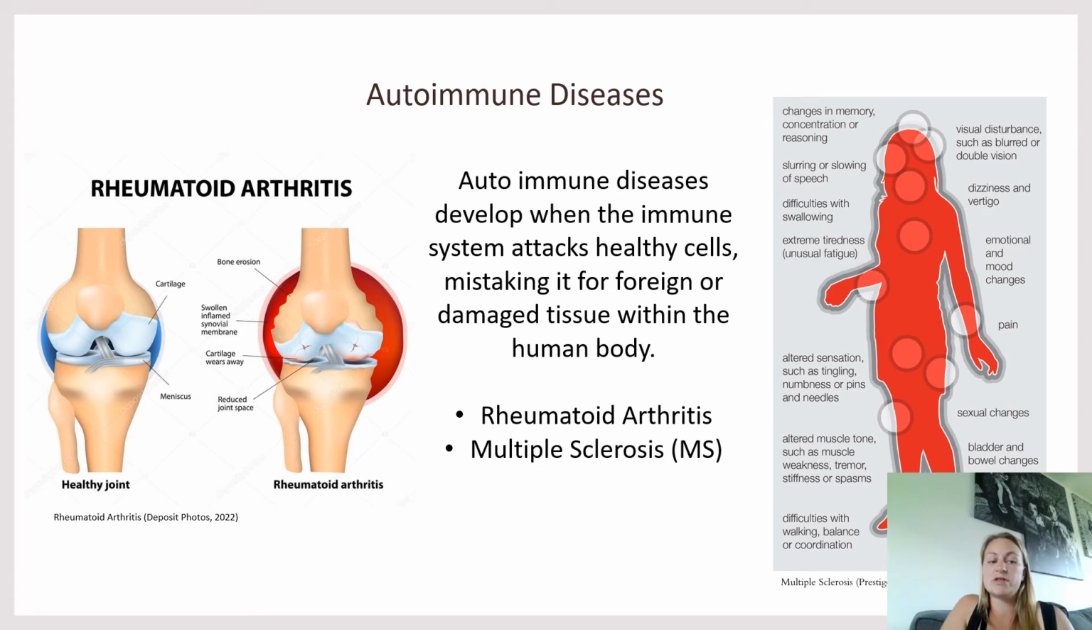This picture demonstrates the difference between a healthy knee joint compared to one with rheumatoid arthritis. There is inflammation all around the knee, causing pain, stiffness, and an inability to function properly due to an erosion of the bone and lack of cartilage.